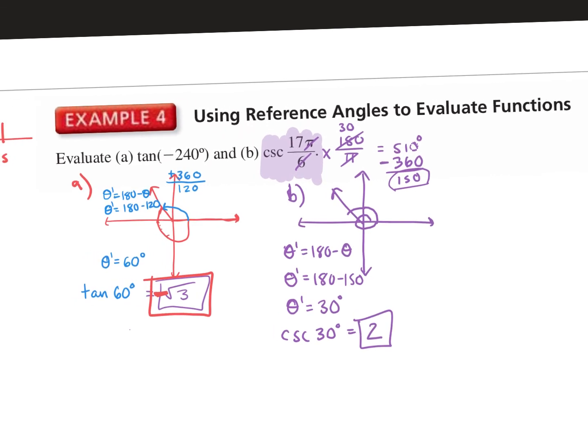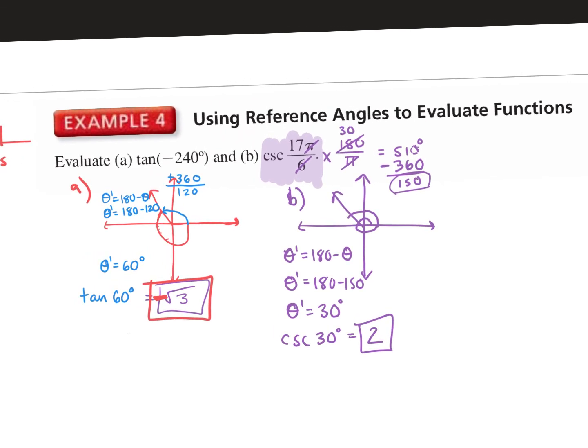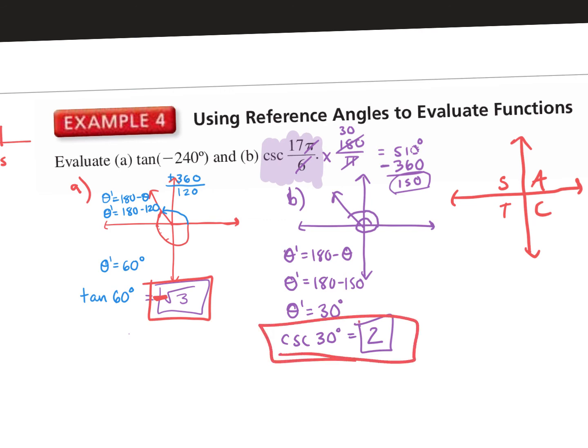What's the "All" then? All of them are positive. So in the first quadrant, everything's going to be positive. Here we have "All Students Take Calculus." Which quadrant are we in here? The sine one, which is positive. So sine and its reciprocal are positive, which means sine and cosecant are positive. So this is a positive 2.